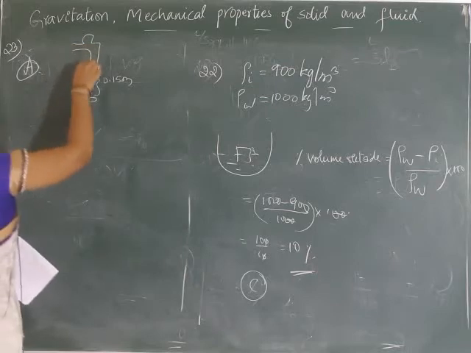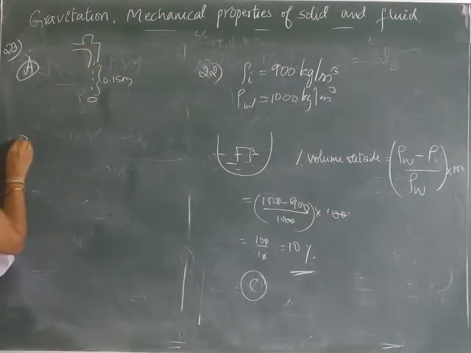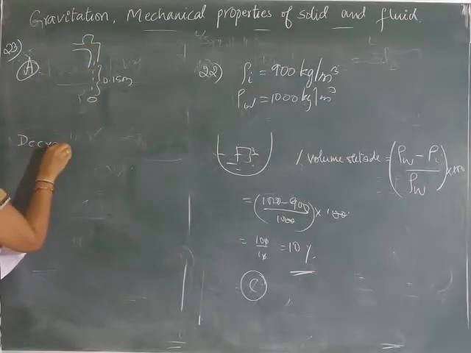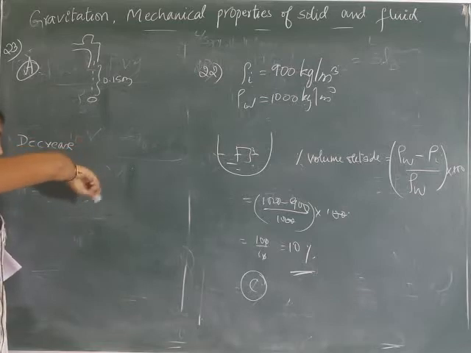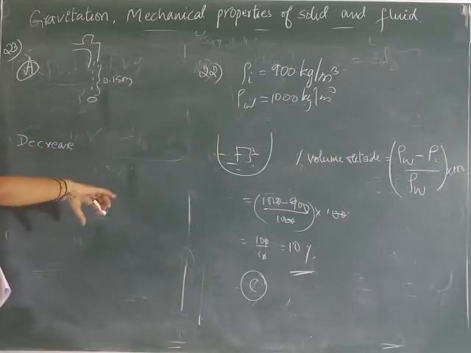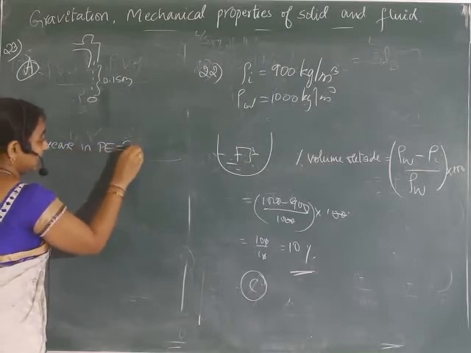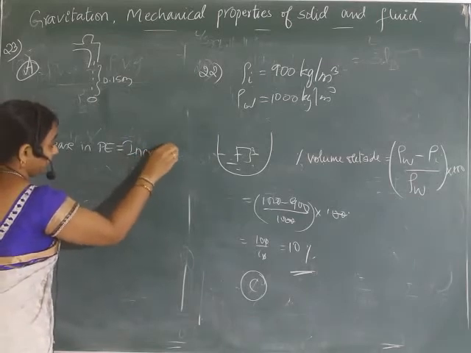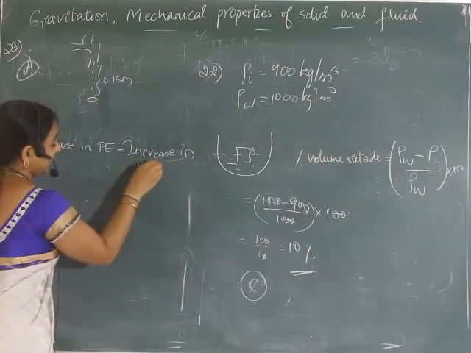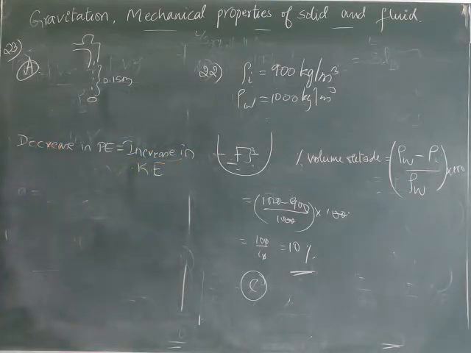As it is coming from water, I can say decrease in potential energy. Earlier there was potential energy, now we are just opening the tap. So decrease in potential energy should be equal to increase in kinetic energy. What do you say? Decrease in potential energy should be equal to increase in kinetic energy.